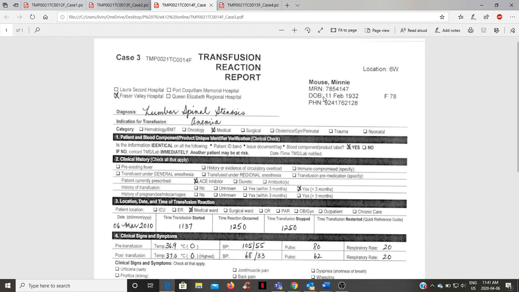So we've got Minnie Mouse. She has anemia. Number 1, is the information identical on the band, the issuing tag, the component? Yes. Excellent. That's good. Then number 2, clinical history. They gave her some medication for hypertension. History of transfusion, yes, but greater than 3 months ago. Okay, so not considered a recent transfusion.